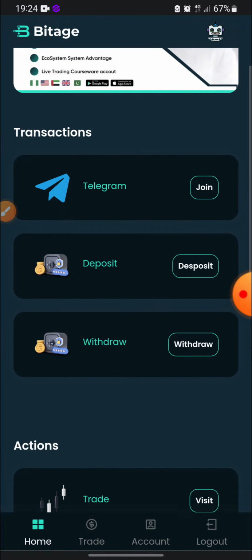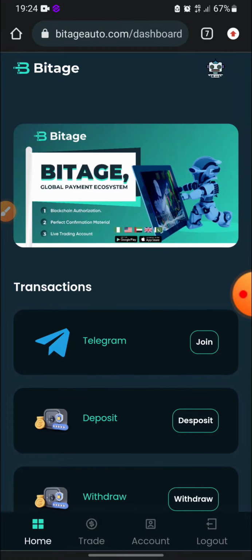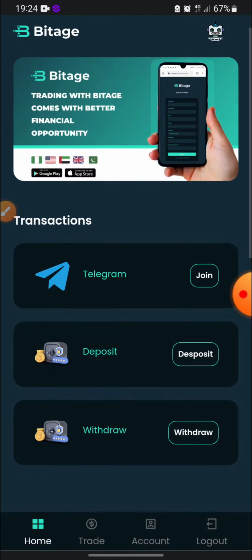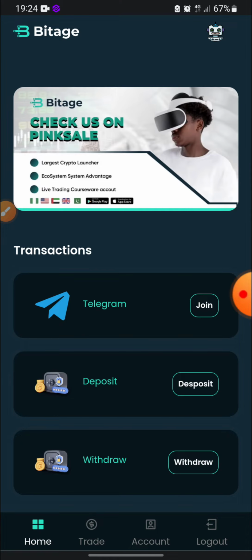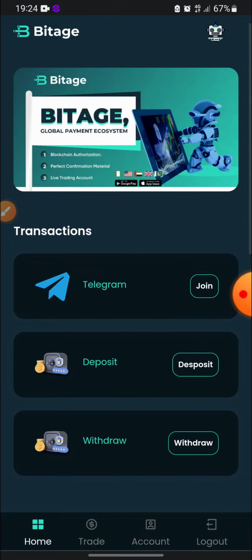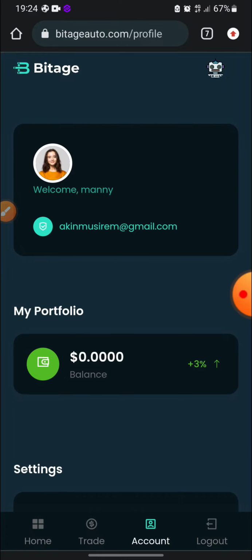So this is just the battlesteed.com dashboard, and these people, they are not holding your money, they use your money for trading. They have a personal bot that trade. Yes, they have a personal bot that is going to use your money and trade for you, then you get a profit on it. That's just it. So let's just click on trade and see. I don't have any running trade yet.